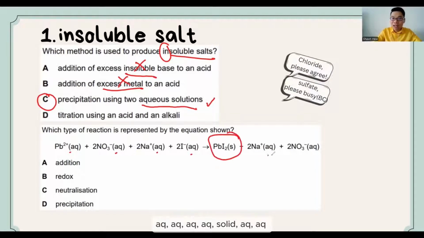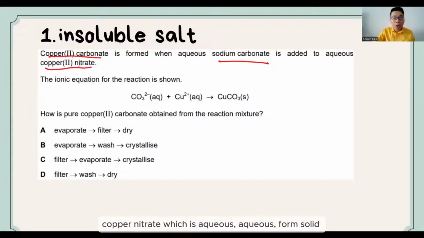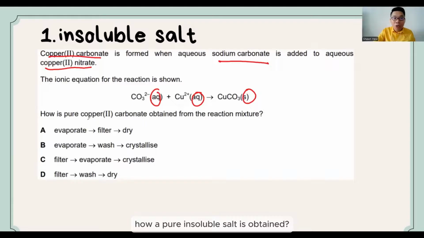AQ, solid, AQ. So when we form a solid, this is a precipitation. Next, copper carbonate is formed when aqueous sodium carbonate is added to aqueous copper nitrate, which is aqueous, forms solid. How is a pure insoluble salt obtained? So we know we always start from filtration.